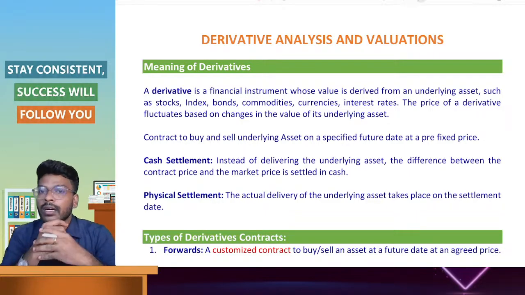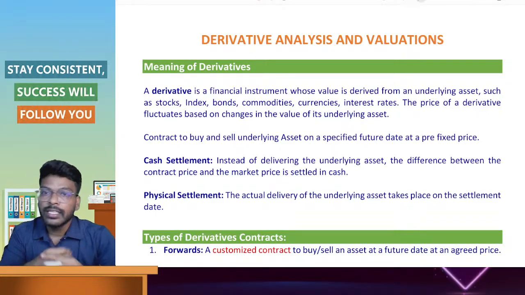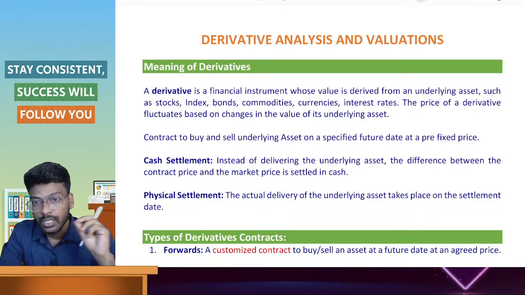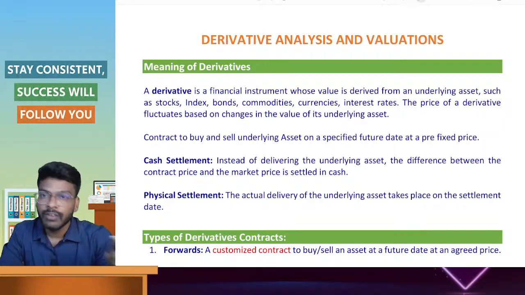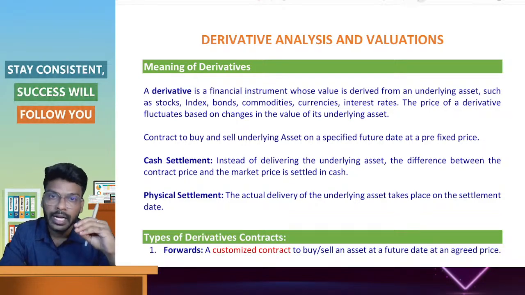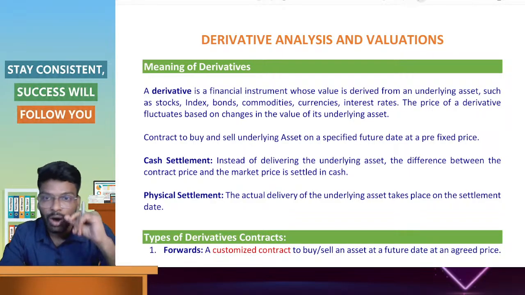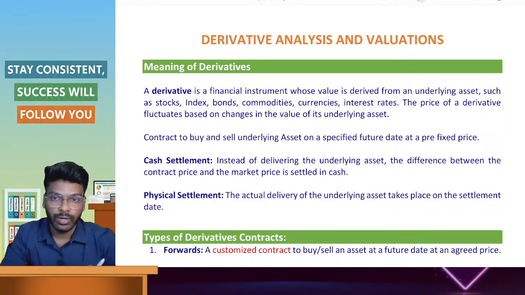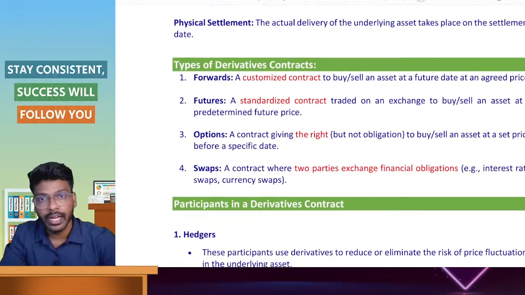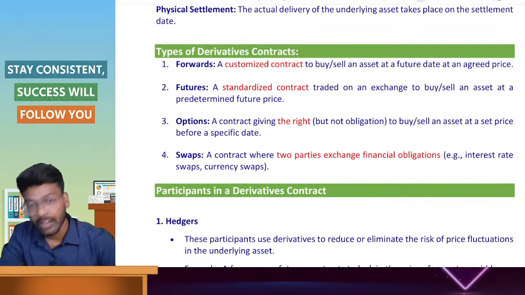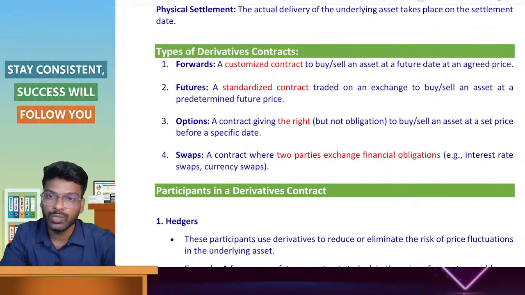It is a contract to buy and sell the underlying asset on a future date for a prefixed price. The derivatives contract is entered into by two parties. One party will buy the contract. Both parties have obligations and rights, in the case of futures and forwards. Derivative contracts include forwards, futures, options, and swaps.